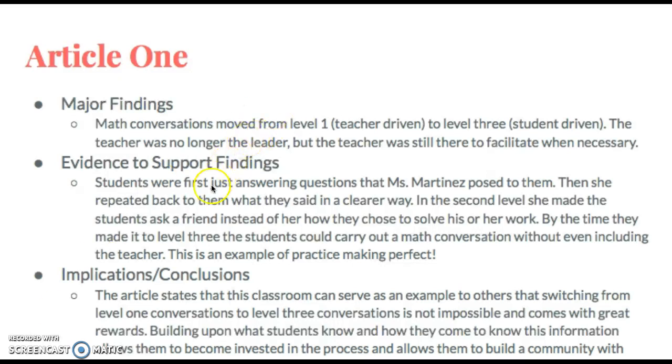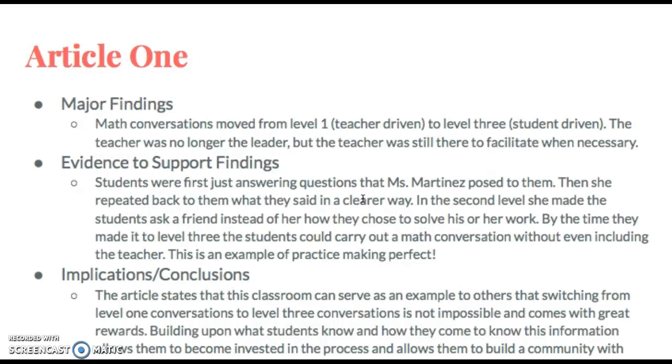So for the evidence, the students were first answering questions that Miss Martinez posed to them. Then she repeated back what they said in a clearer way, for understanding purposes. When she got to the second level, they were asking a friend. They asked her originally, but then she said, "Go ask this person how they solved it," and if they got stuck within the process, she would keep telling them to reiterate what that person said and ask for clarity.